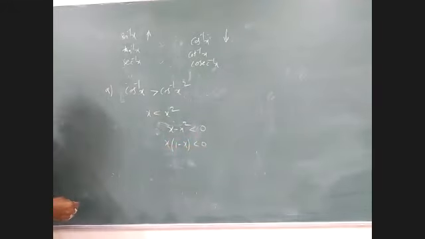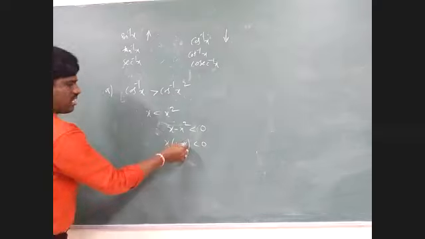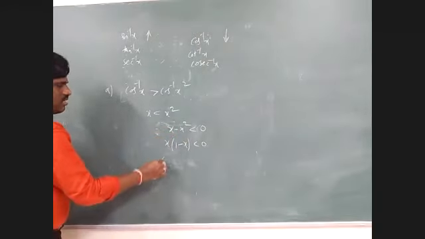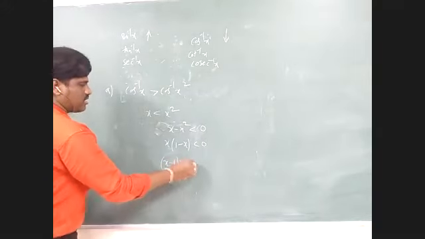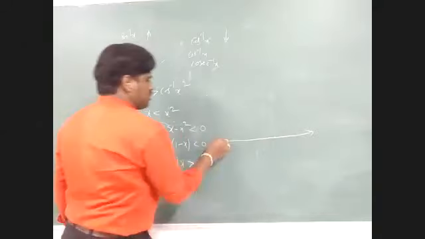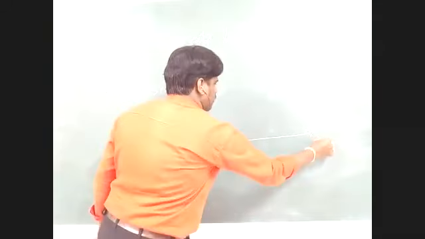So wavy curve method, you know, no? So you should not have minus here, so we multiply with minus 1. So I get x minus 1 into x greater than 0. Now after that, I'll take the number line. This is minus infinity. This is plus infinity.